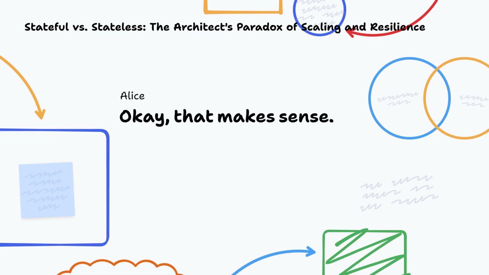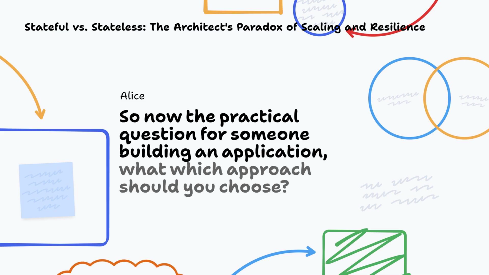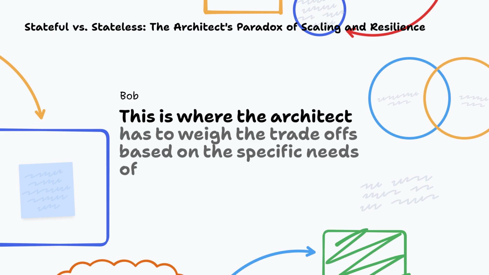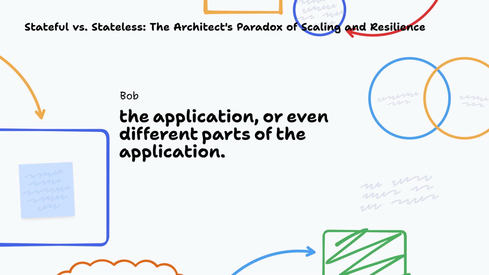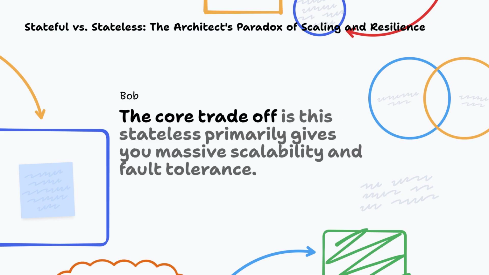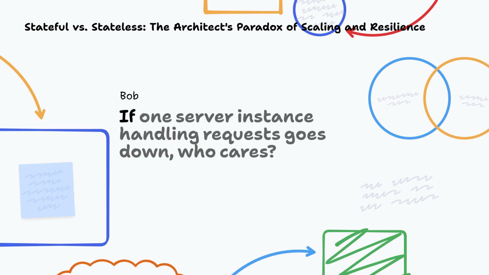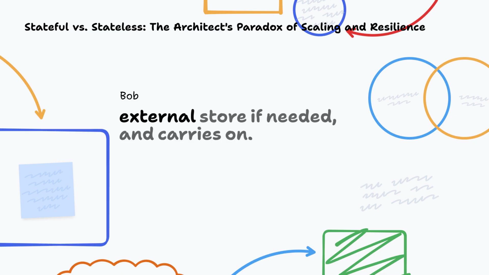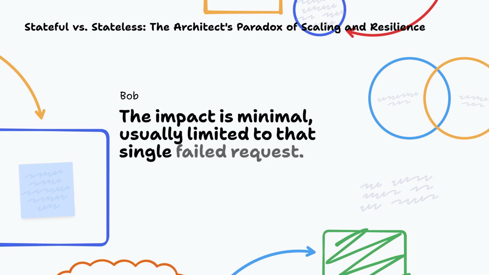Okay, that makes sense. So now the practical question for someone building an application, which approach should you choose? When does stateful make sense, and when is stateless the way to go? Right. This is where the architect has to weigh the trade-offs based on the specific needs of the application or even different parts of the application. So if we map it out simply, the core trade-off is this. Stateless primarily gives you massive scalability and fault tolerance. If one server instance handling requests goes down, who cares? The next request just goes to another healthy instance, picks up the state from the external store if needed, and carries on. The impact is minimal, usually limited to that single failed request.